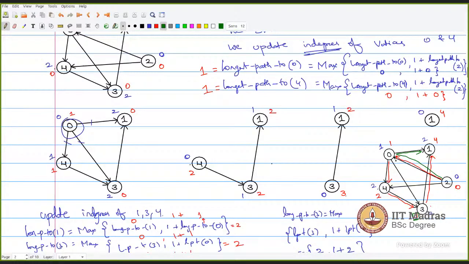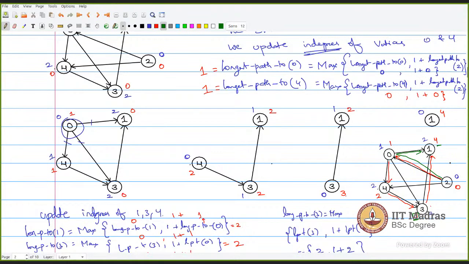So from 0 I can reach 3 directly with one edge, or I can maximum use from 0 to 4, 4 to 3. So 2 edges. This longest path tells only the vertex it goes to. It won't tell anything about from where. You have to backtrace it. So 4 comes before 3, right? You have to backtrace it.